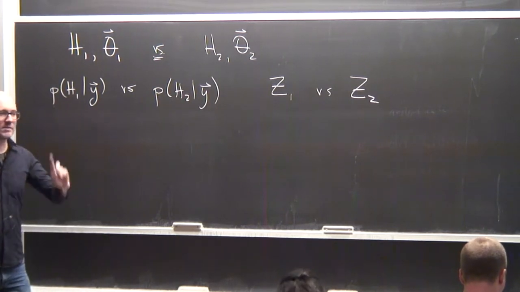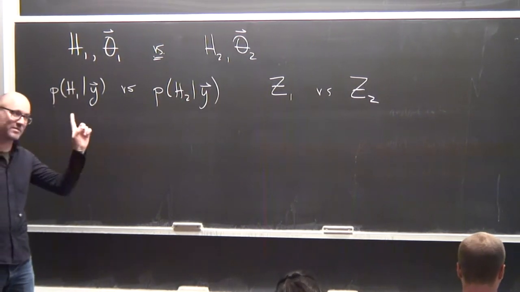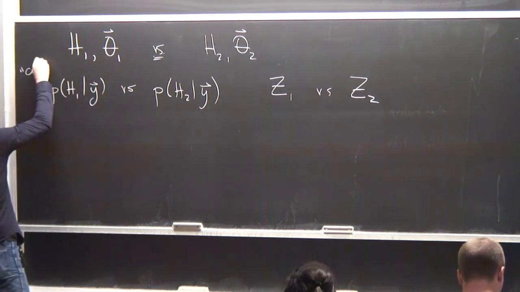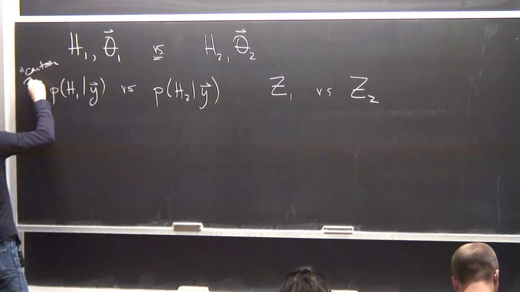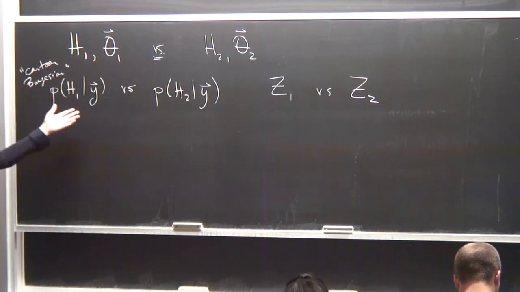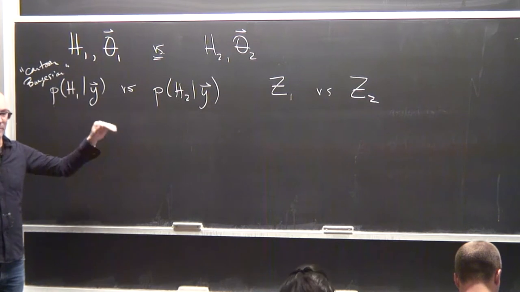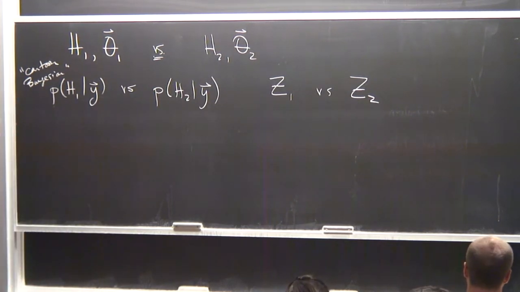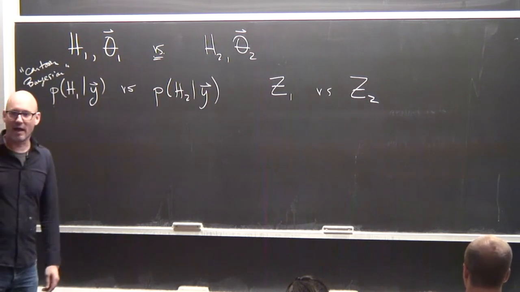There are several reasons this is a bad idea. This is what the typical Bayesian does, this is like cartoon Bayesian. There are many papers that do this, by the way. This is absolutely standard practice in astronomy and cosmology, and I think it's essentially all wrong.